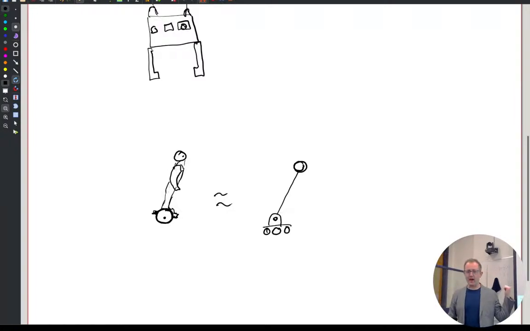Yeah, so if you're riding a hoverboard or a one-wheel skateboard, you're basically a little pendulum that's leaning forward.